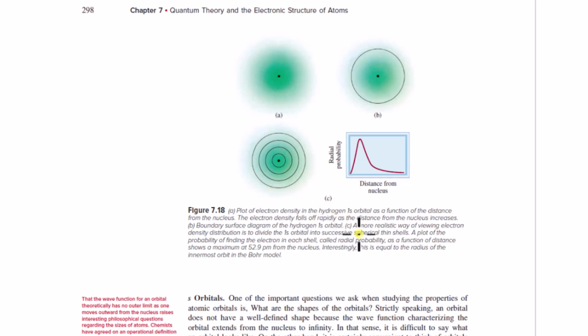This is a more realistic way of viewing electron density distribution: divide the orbital into successive spherical thin shells. A plot of the probability of finding the electron in each shell, called radial probability, as a function of distance, shows a minimum of 52.9 picometers from the nucleus. What they're showing here is just to get a sense of the probability distribution.